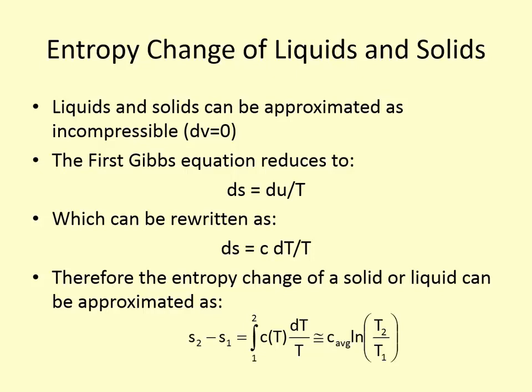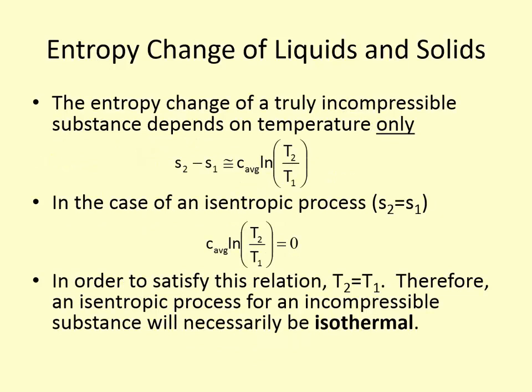This is not valid for saturated liquid vapor mixtures. It's not valid for gases. Only liquids or solids that can be approximated as incompressible. That is because this dV term has to go to 0 in order for us to come up with the equation like this. So the entropy change of a truly incompressible substance is dependent on temperature only, and specific heat.